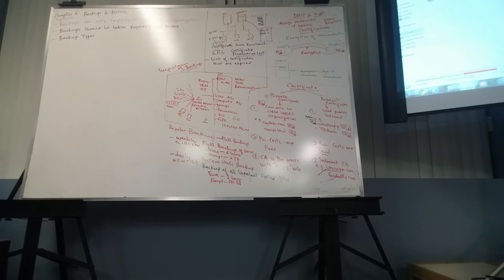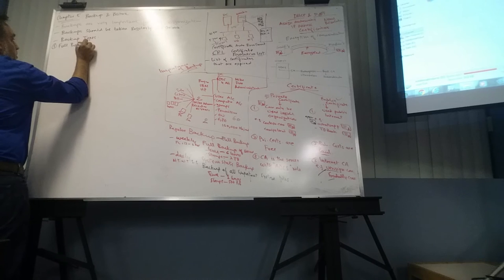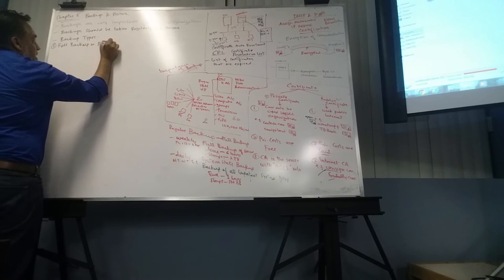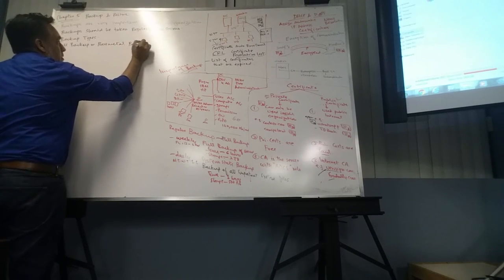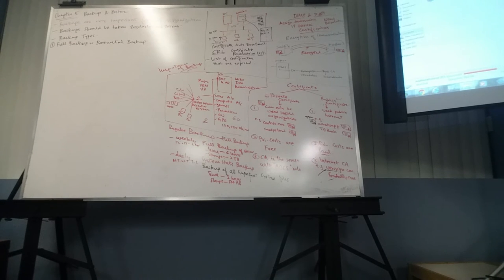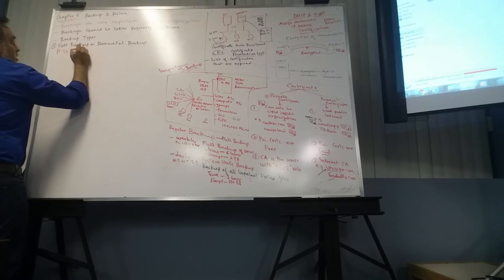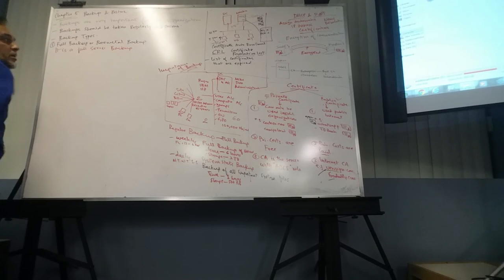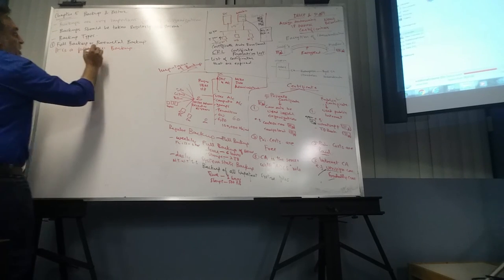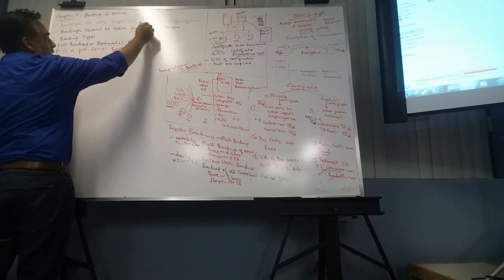Backup types. Backup types are: number one, full backup or bare metal backup. Full backup or bare metal backup is a full server backup. Bare metal backup meaning it's a backup from outside of your server. Complete backup. Backup should be taken regularly and seriously.